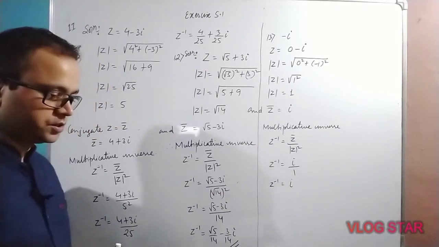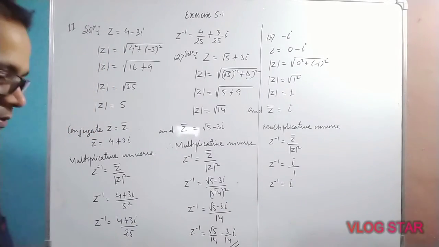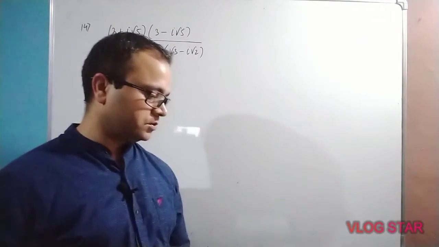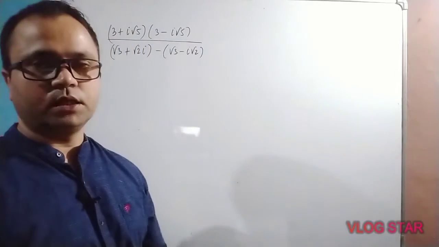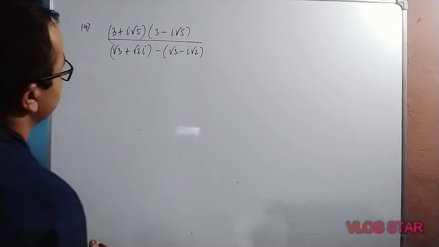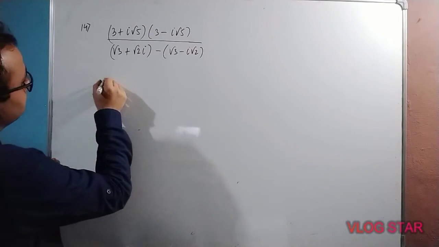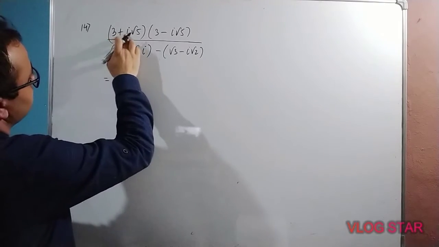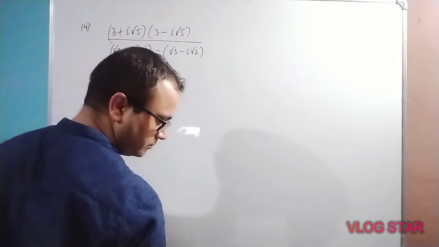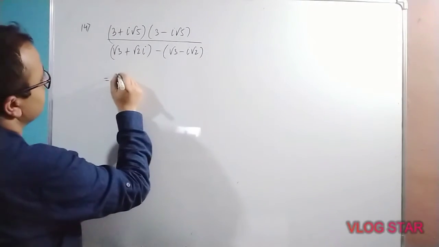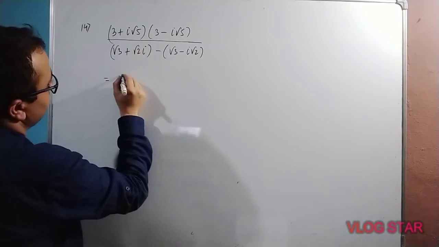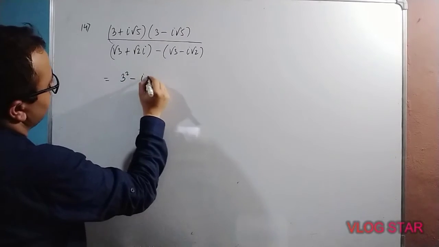The last question is question number 14 from this exercise. Express the following expression in the form of a plus ib. Now a plus b times a minus b is a square minus b square. So in the numerator it is (3 square minus (i root 5) square).